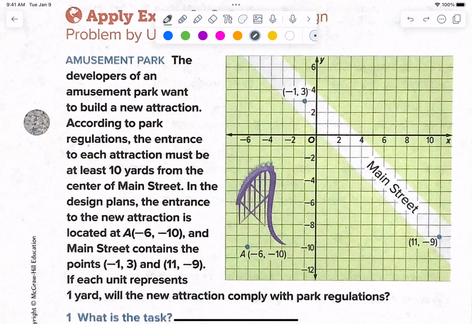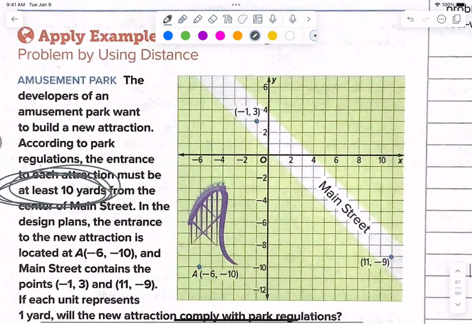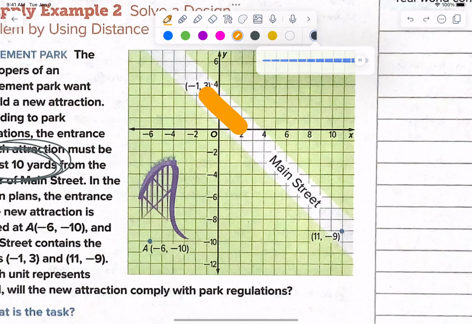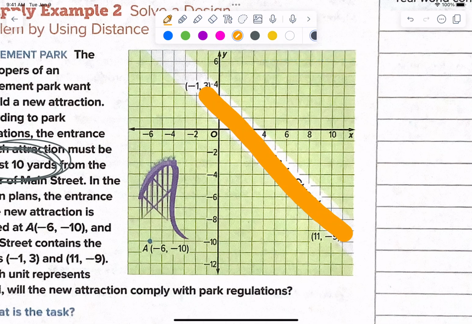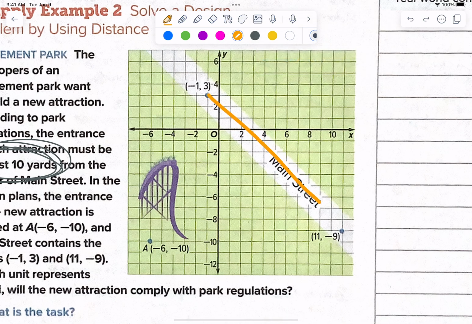I don't know what the rationale for this is, but they want it to be at least 10 yards, so I'm going to circle that. At least 10 yards away. So we need to figure out, is this at least 10 yards away? I'm going to draw my line, make it thicker. From there to there, that's my line.